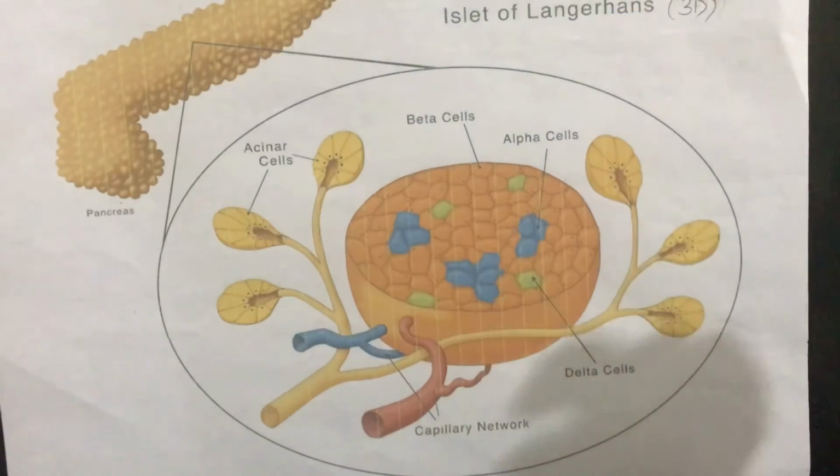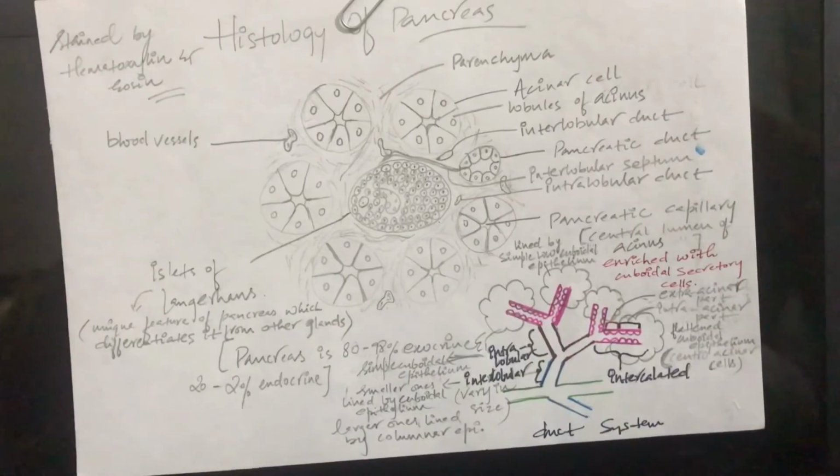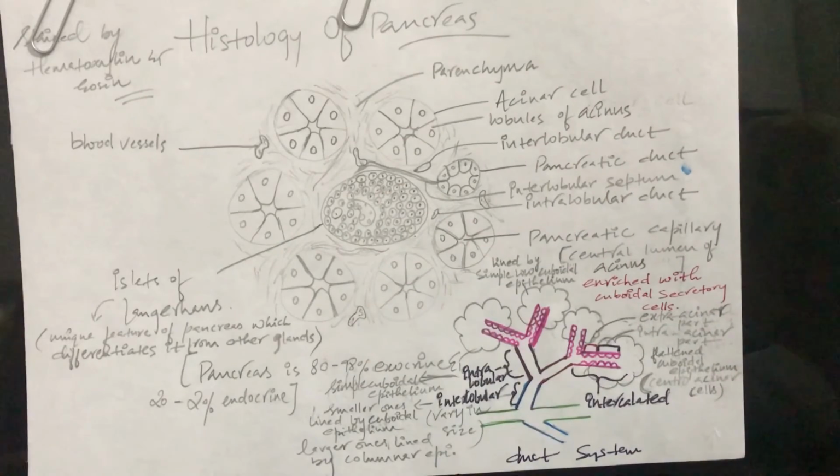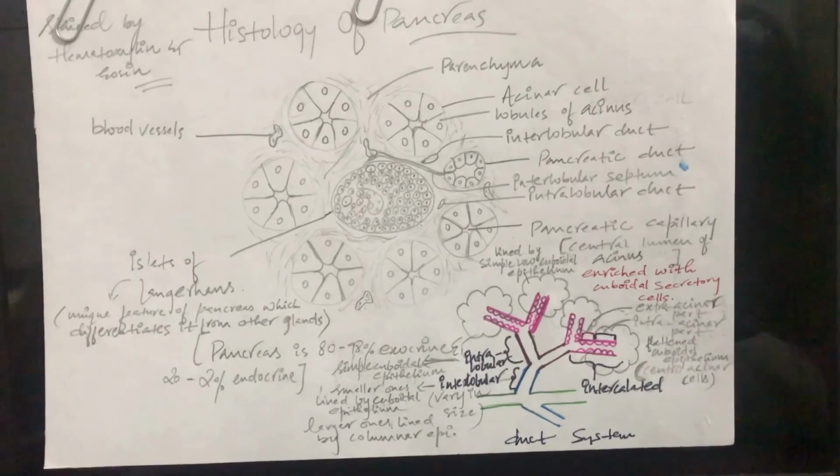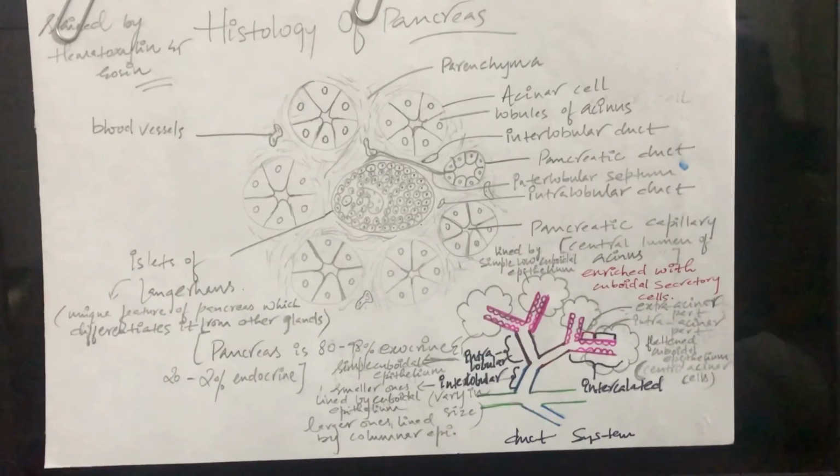This is whole pancreas. Now some important points. 80 to 98% pancreas is exocrine and 20 to 2% pancreas is endocrine. First of all, pancreas is a gland. It is a serous gland, not a mucus gland. The pancreas is covered by a thin capsule made of loose connective tissue. Under a microscope, pancreas is seen similar to parotid gland. Islets of Langerhans is a unique feature of pancreas that differentiates it from other glands.